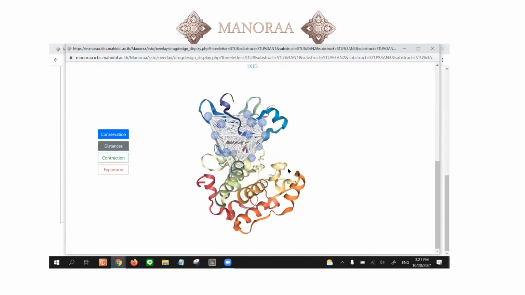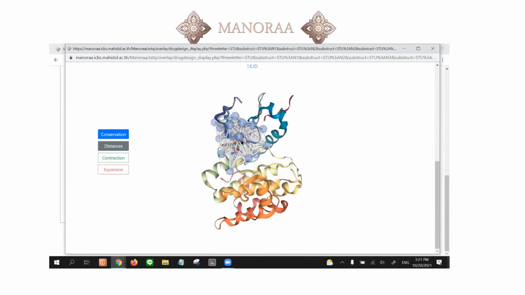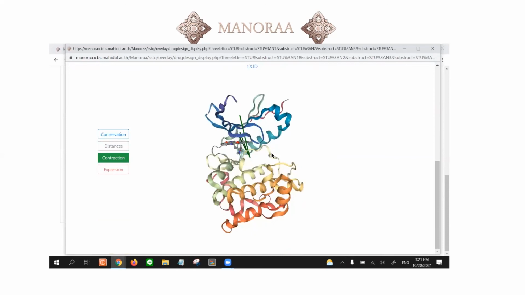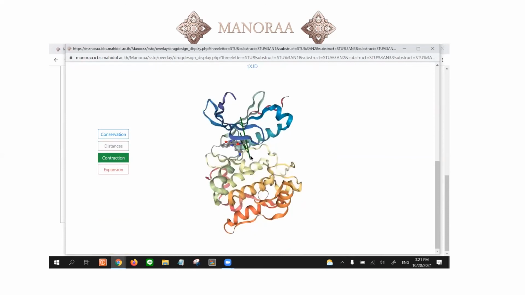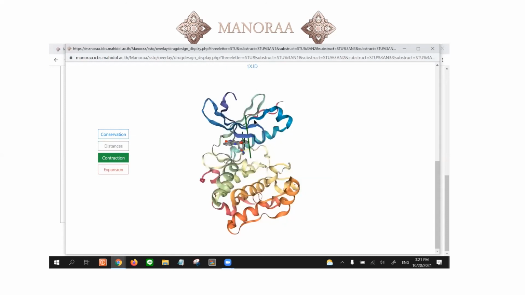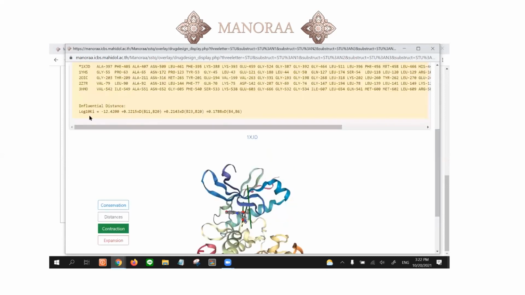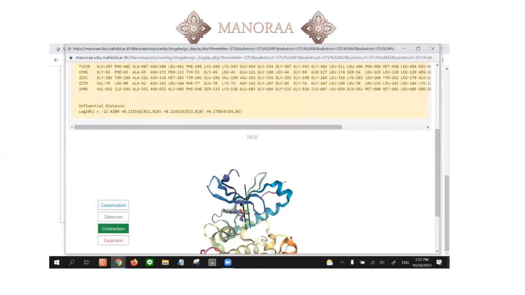And these are all the distances measured by these interresidue distances. If you click on contraction, this is the direction in the pocket that should contract in order to gain affinity. So in this one, the N lobe and C lobe should be closer together in order to get lower binding affinity. Log Ki very small means this distance should be smaller in order to get a very low log Ki. So if this number is small, log Ki is small.